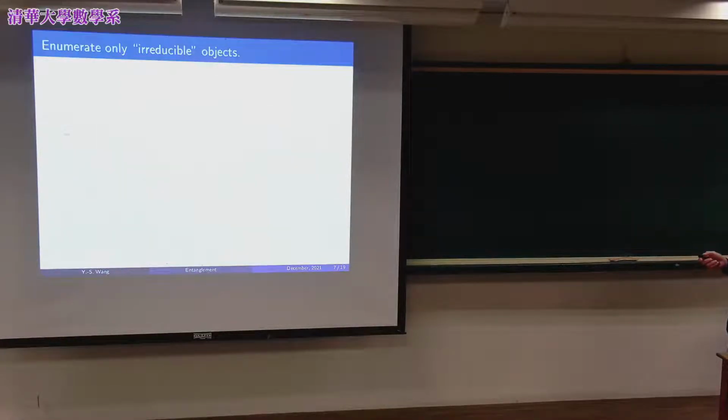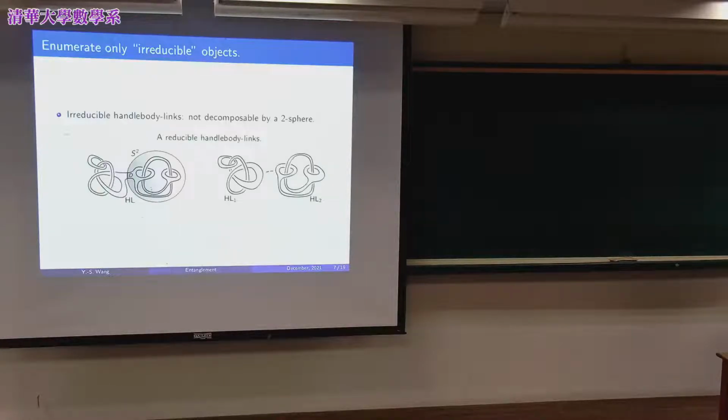And it's just like number theory. We are mostly interested in prime numbers, not just any number, because any other numbers can be decomposed into a product of prime numbers. And so is the case for handle-body links. If we can enumerate irreducible objects, then we can also obtain other reducible objects. So that's the definition of irreducible handle-body links. They are handle-body links that cannot be decomposed by a two-sphere.